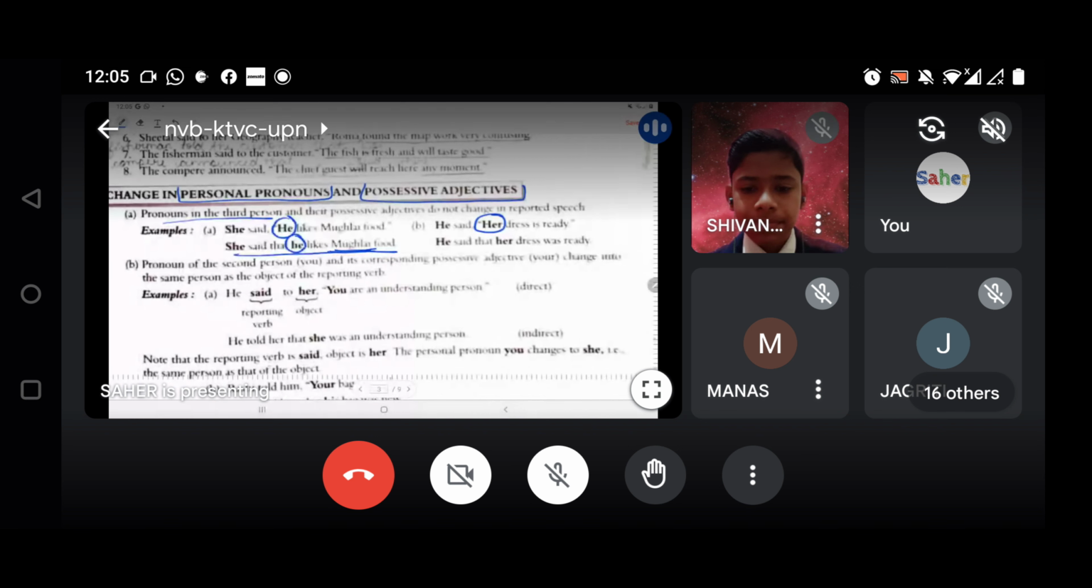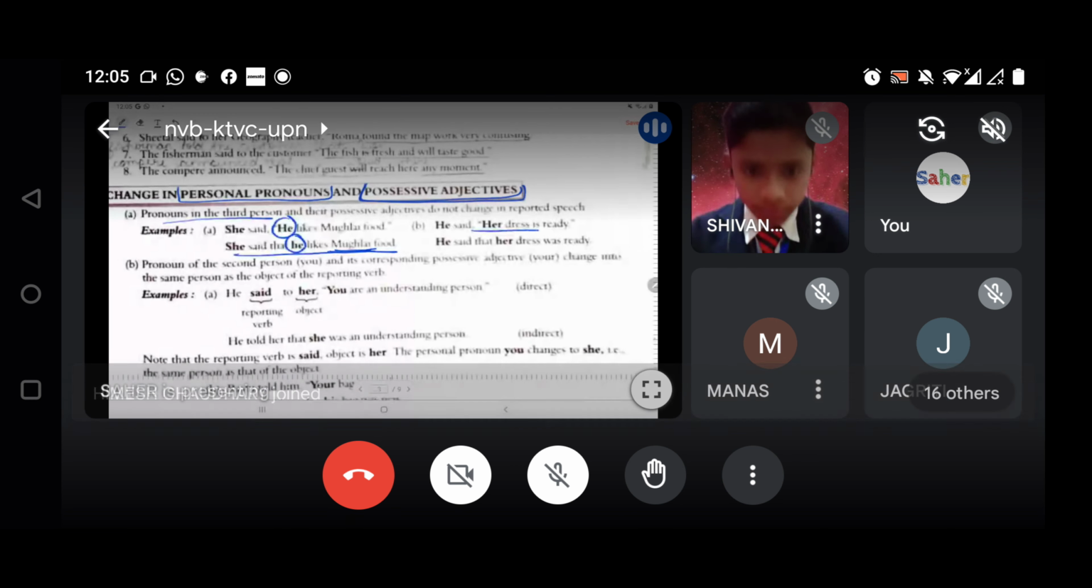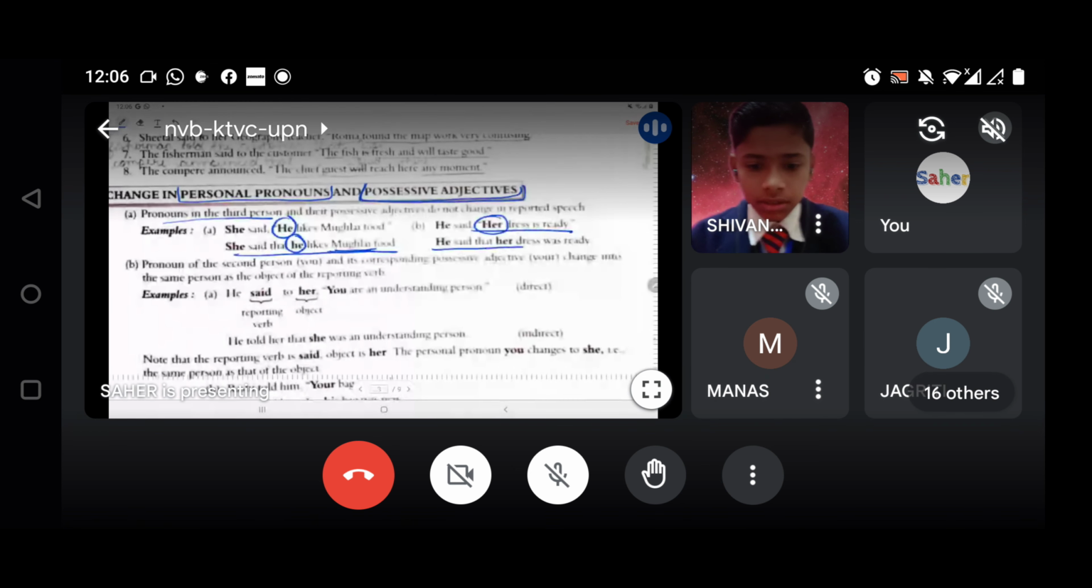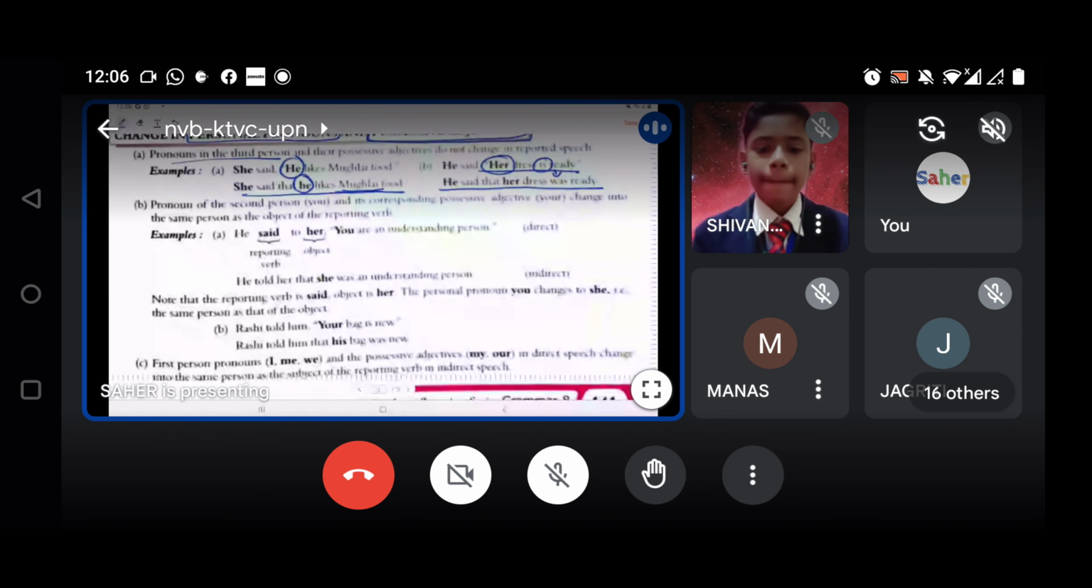So this one, he said, now when there is a possessive adjective, so her dress is ready. Here "her" is a possessive adjective. So he said that her dress was ready, okay. Only "is" is going to be changed into "was". It is showing that the dress is hers.